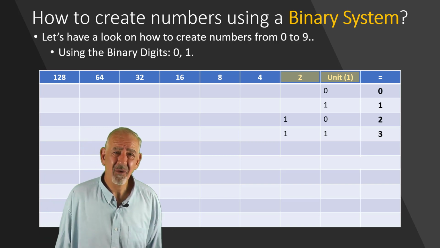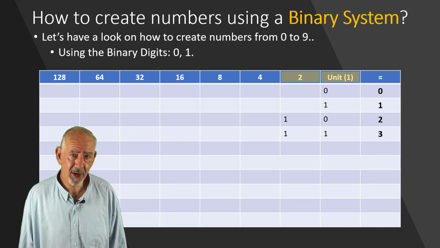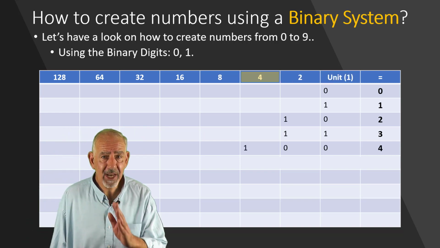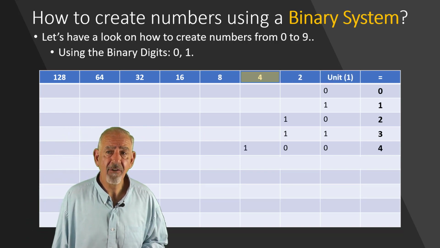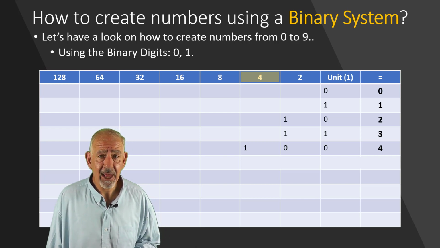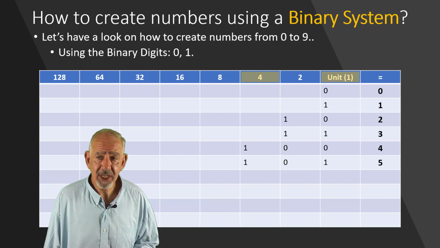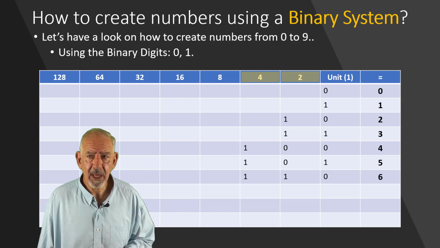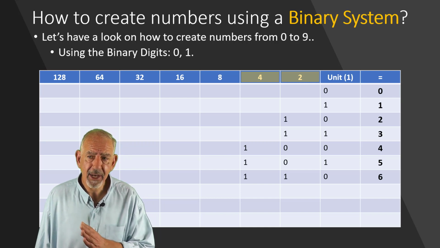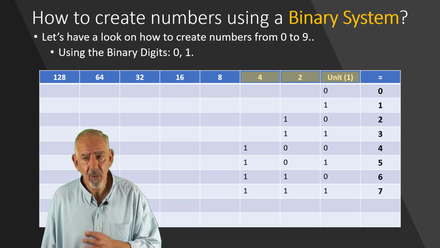But we've run out again. We have no more digits. What do we do? Surprise, surprise. We move the 1 over into the next column. So we now have a 4, because 3 was before, now we have 4. And then if we do 5, we put 1 in the units column. And if we want 6, we put another 1 in the 2's column. So we have a 1 in the 4's column, we have a 1 in the 2's column, and nothing in the units, which gives us 6. And then to make 7, we add 1 to the units.